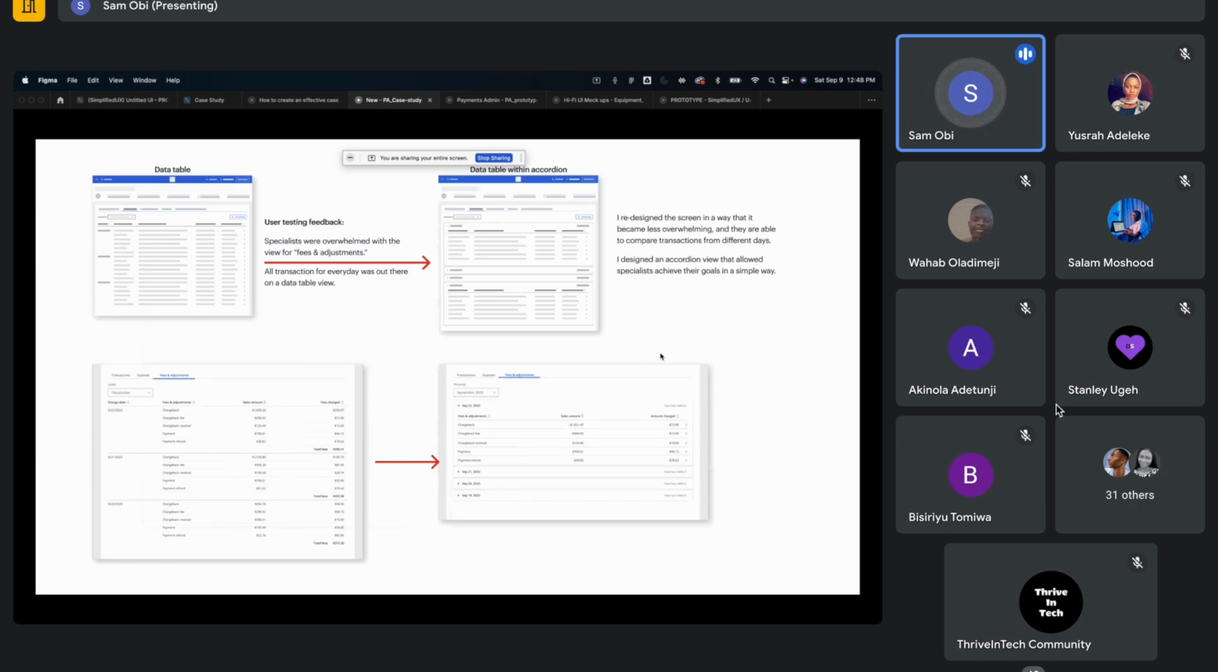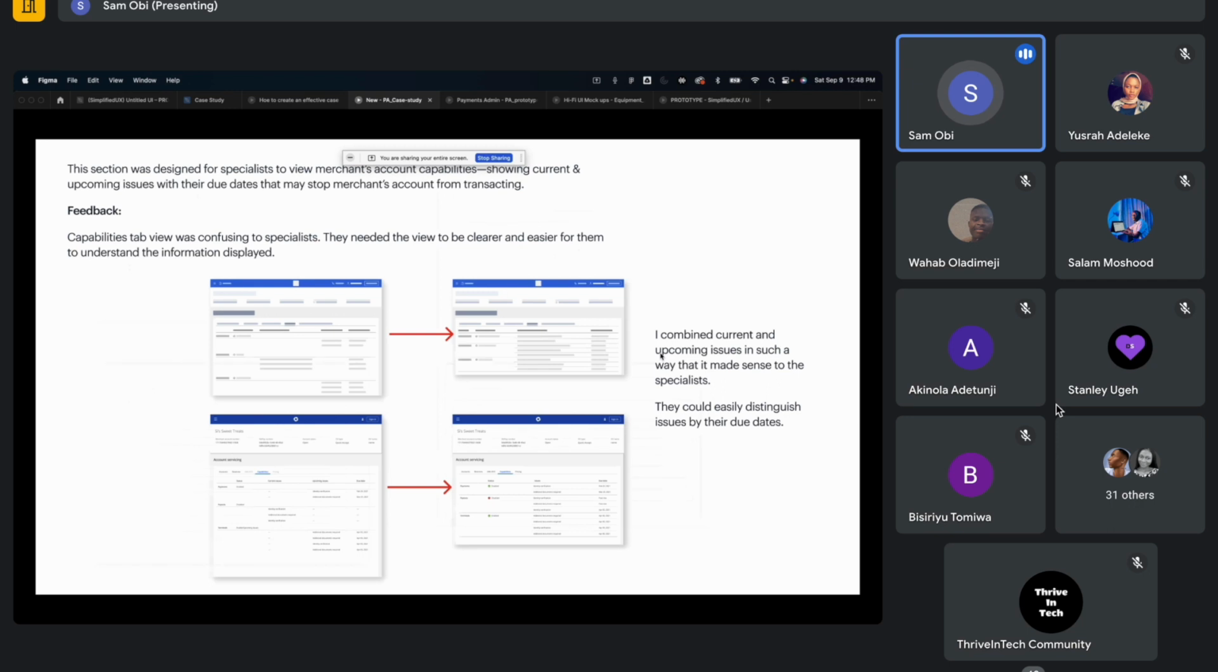And then we jump into other types of constraints where we had data laid out as a table, but we decided to put it in an accordion. If you see the high fidelity, the same thing: we realized that our specialists want to be able to compare data from different dates, and if you have it as a table, it will be difficult for them to compare. If you have it as an accordion, you can collapse the ones in the middle and compare top and bottom, just to make life easy for those who use the tool.